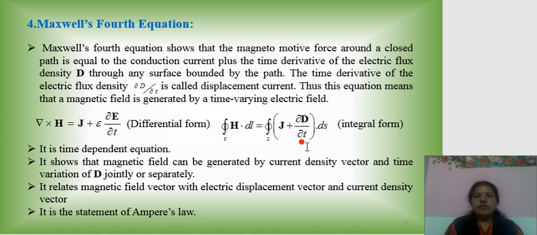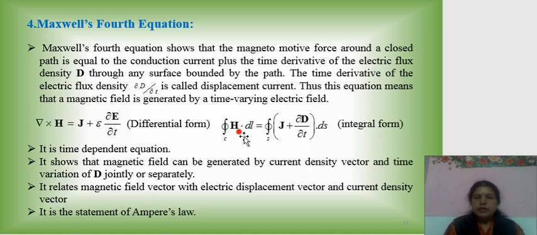What does it represent? The magnetomotive force H around the closed path is equal to the conduction current J plus the time derivative of D, the electric flux density, through any surface bounded by the path. The time derivative of the electric flux density is called displacement current. Thus, this equation means that the magnetic field is generated by a time varying electric field, and vice versa.